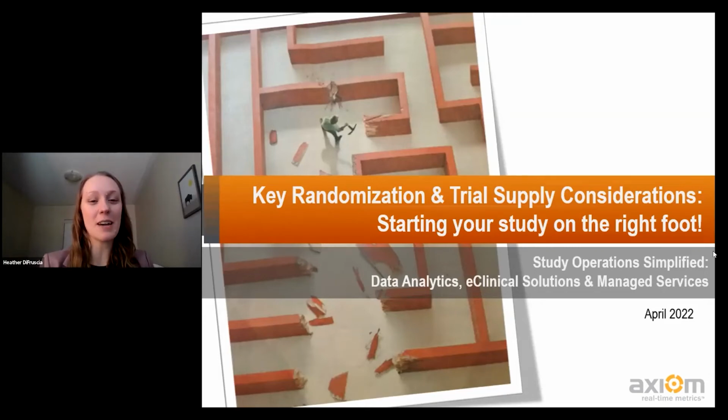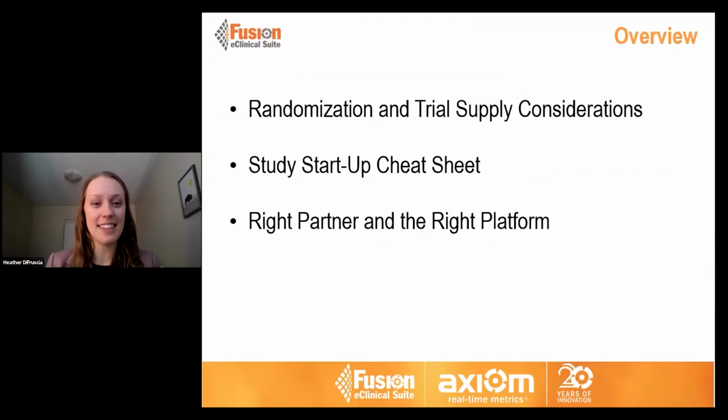We're going to be talking about randomization and trial supply management considerations and how to get your study started right. Those considerations we're going to talk about in quite a bit of detail, in respect to the impacts. What kind of impacts do the decisions you make up front have later on down the road, and what are those things that you should be thinking about and questions that you should be asking?